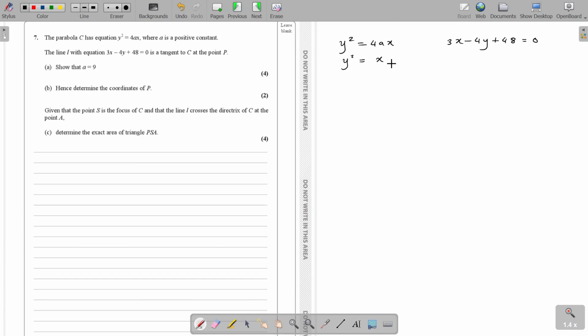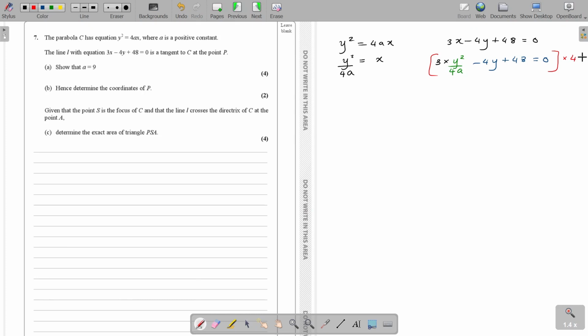Shall we replace it in the second equation? So 3x minus 4y, sorry, I'll replace it here. 3x is, the x is the y square over 4a. So I replace 3x by 3y square over 4a minus 4y plus 48 equals 0. Okay, so to work with this equation, I can't have the 4a down as a denominator. I will multiply the entire equation with 4a.